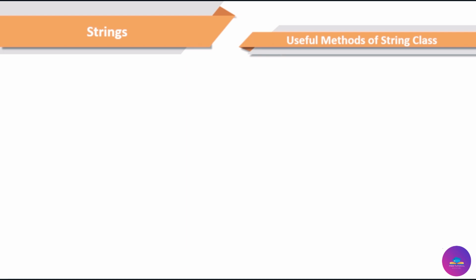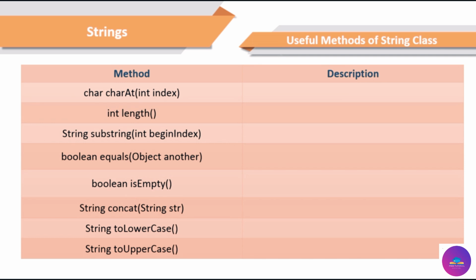Useful methods of string class. So the string class provides many useful methods to perform string operations. Just have a look at this table. The charAt method returns a char value for the particular index. It takes an index parameter with the int type. The length method returns the length of a string. It actually has no parameter.